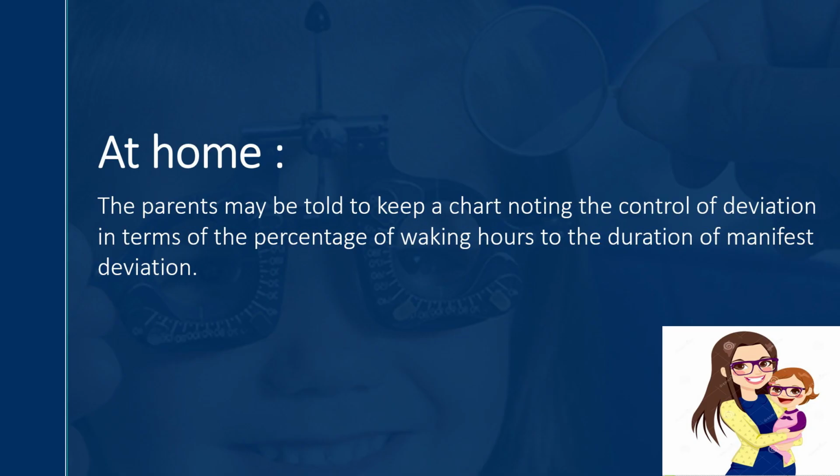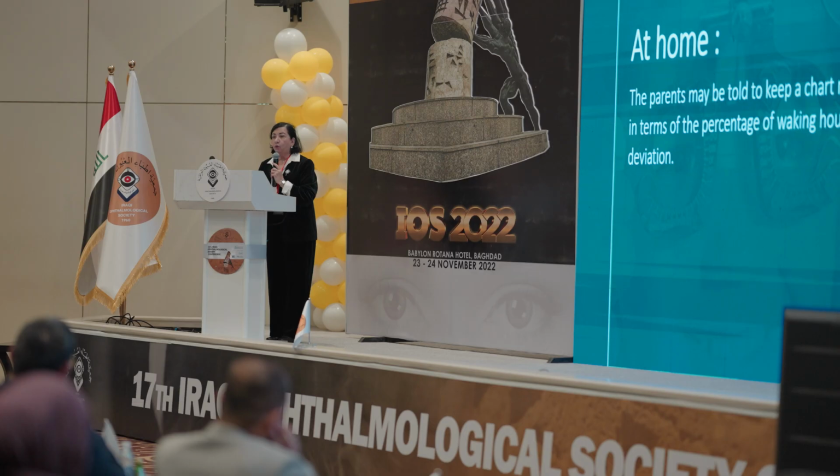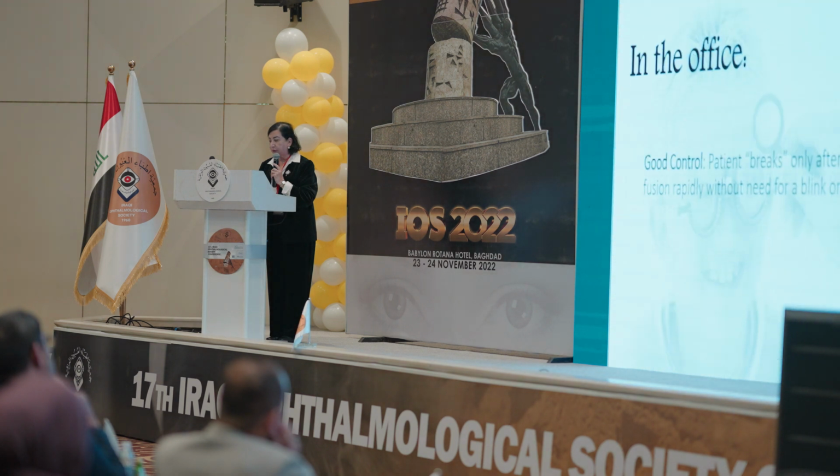At home, what shall we do? We shall ask the parents to keep a chart noting the control of deviation in terms of percentage of waking hours to the duration of manifest deviation. Of course, this needs a very cooperative and intelligent family. They must be intelligent to do this step.